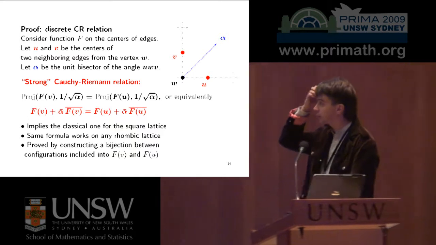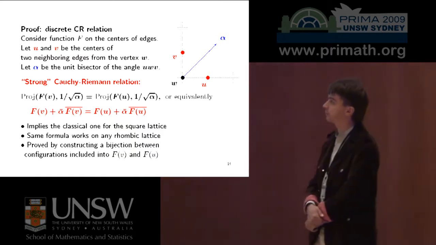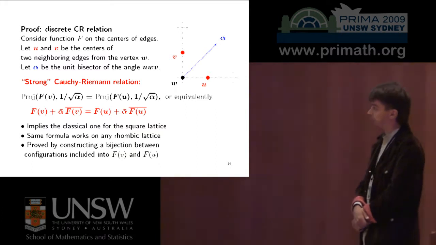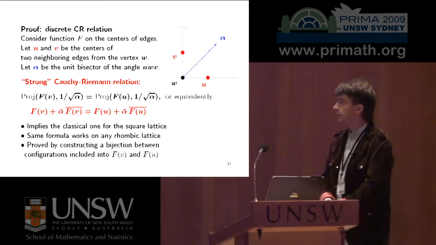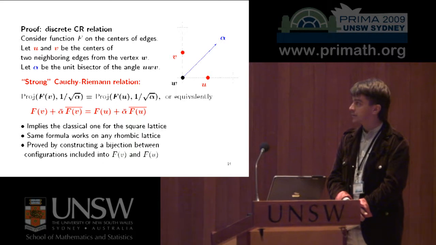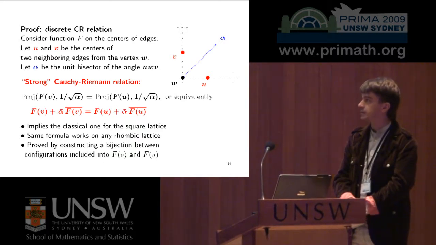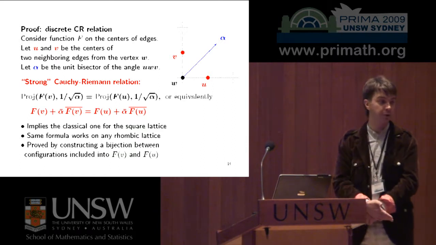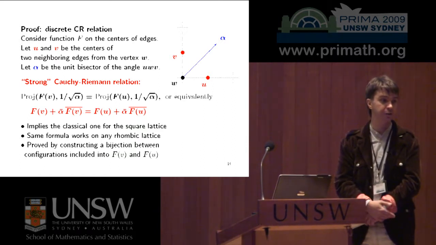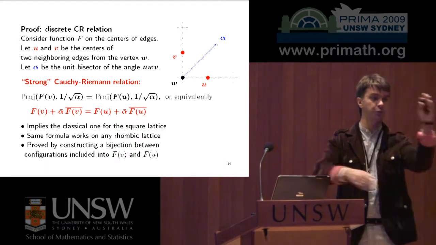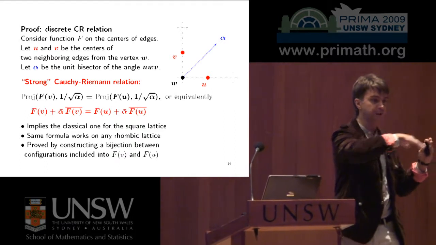Or you can write it as a linear equation in terms of f and f bar. So this is the linear equation. It says that for every two neighboring edges there is some projection which will coincide, but it will be a different projection for different edges. So for two edges like that it will be the real part of the function, for two edges like this it will be the imaginary part, and so on.